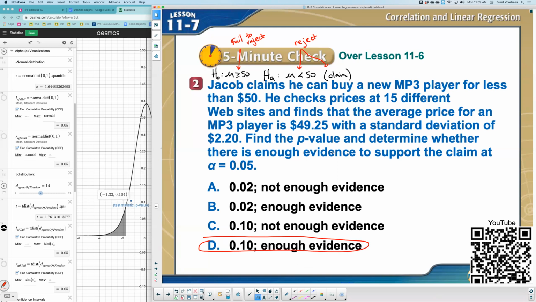Oh, and I'm sorry. Enough evidence to support the claim? No, we're not supporting the claim. So we're actually going to reject the claim. So I should be going with C here.